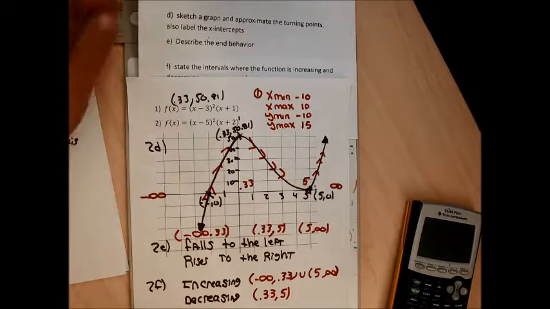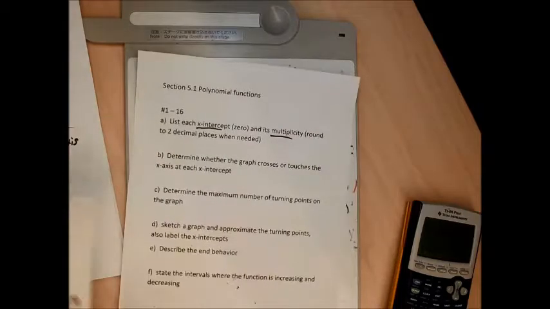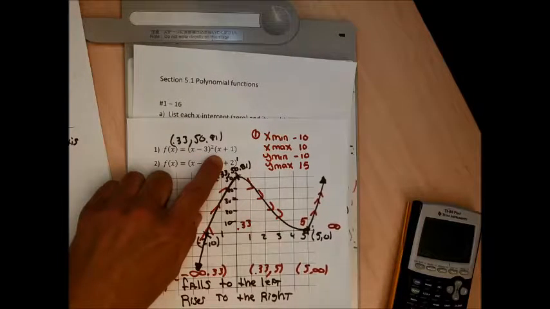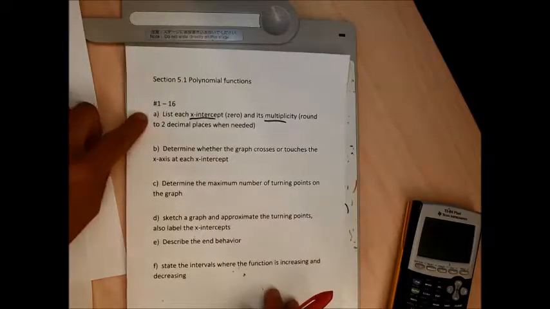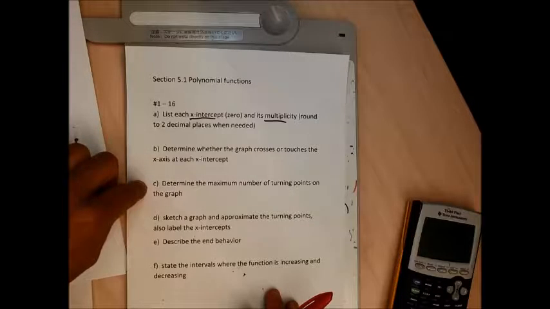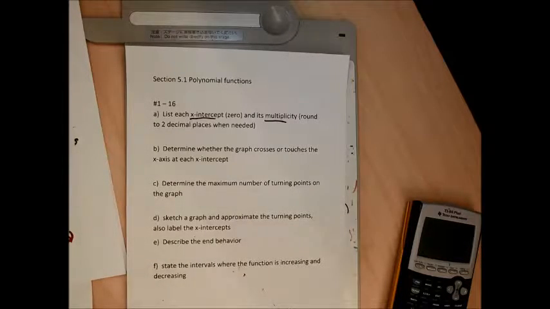Your problem 1 should work the same way. For your problem 1, you have to do all the parts. So the problem is x minus 3 squared times x plus 1. You have to first list the x-intercept and the multiplicity, determine whether the graph crosses or touches, maximum number of turning points, which I'll show you a shortcut to here in a second, sketch a graph, end behavior, increasing and decreasing intervals.